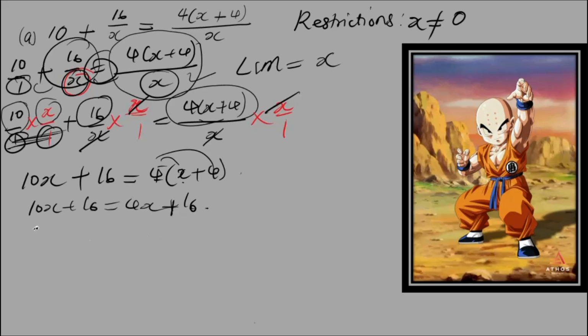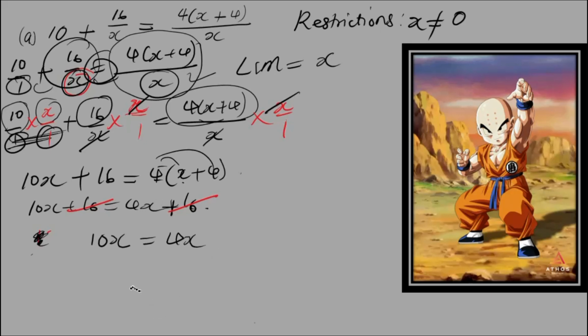All set. Now we send all variables to one side. But then look at this. We have 16 this side, and we have positive 16 this side, which means these two things cancel one another. We are left with what? Forget that. We are left with what? 10x is equal to 4x.